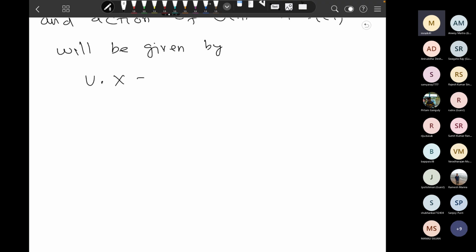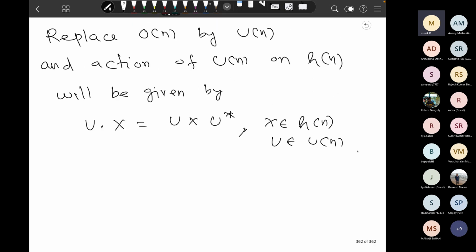U dot x is equal to u x u star, sorry, u x u transpose. So you have to do some trivial modification, with x belonging to Hn and u belonging to Un. Thus GKCN will be really the Riemannian symmetric space. And for GKHN, I have not done that, but you can try that.